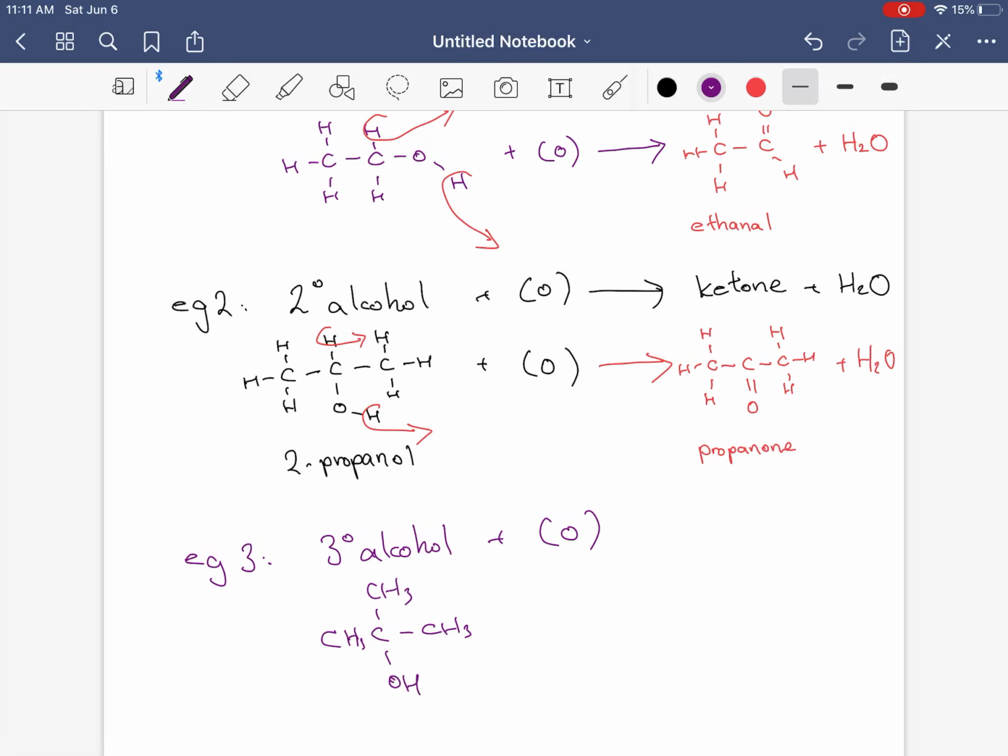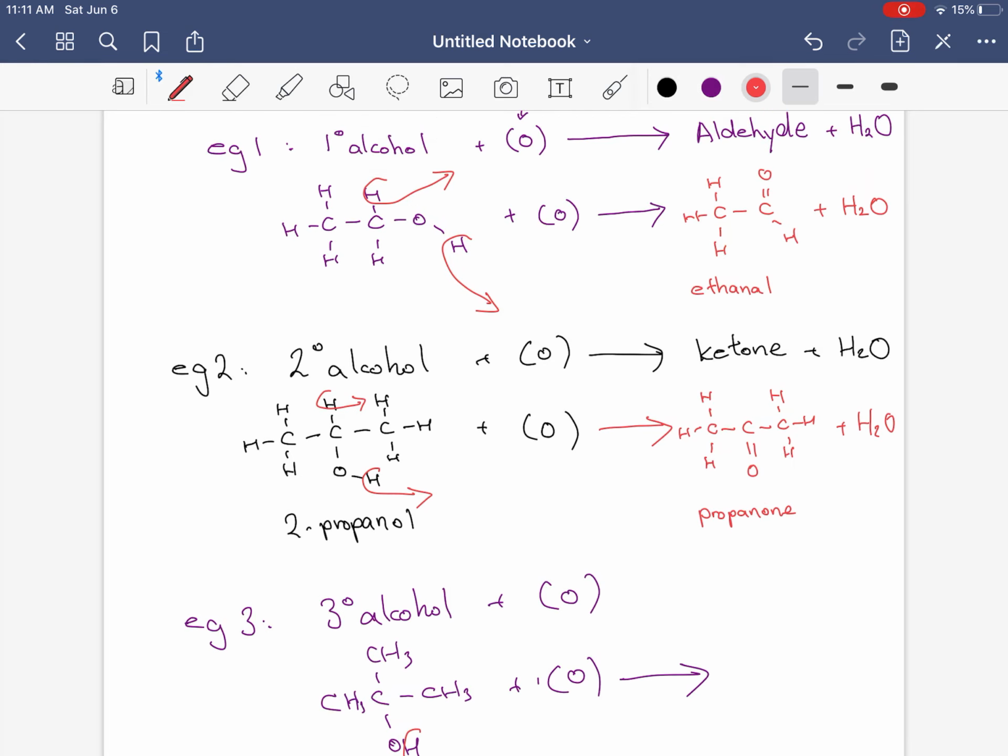Here's a tertiary alcohol, tert-butanol. Or you can call it 2-methyl-2-propanol. So if you were to oxidize this with an oxidizing agent, okay, I have a problem. This is a huge problem. This H is going to go.